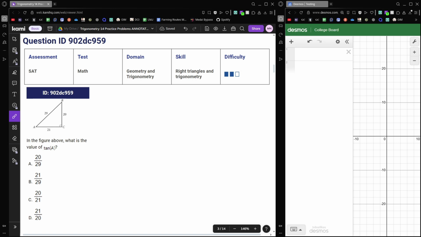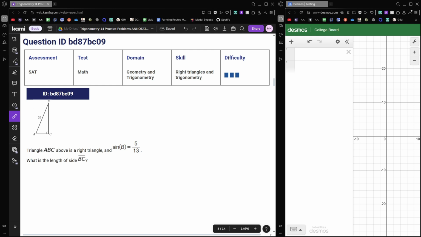Question number 3. In the figure above, what is the value of tan of A? So tan in SOHCAHTOA is going to be TOA, which is opposite over adjacent. So here's angle A. The side opposite of angle A is this side right here, which is 20. And then the side adjacent to angle A is right here, and that's going to be 21. So our answer is 20 over 21, or C.